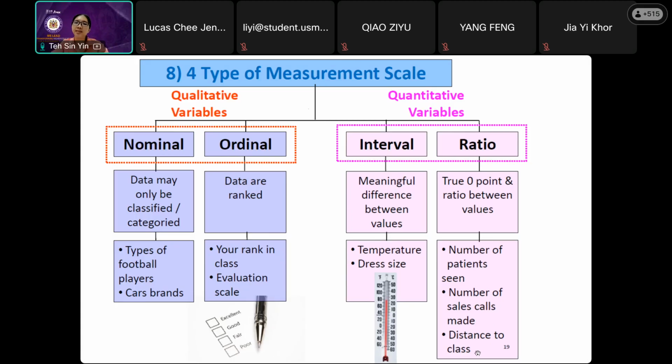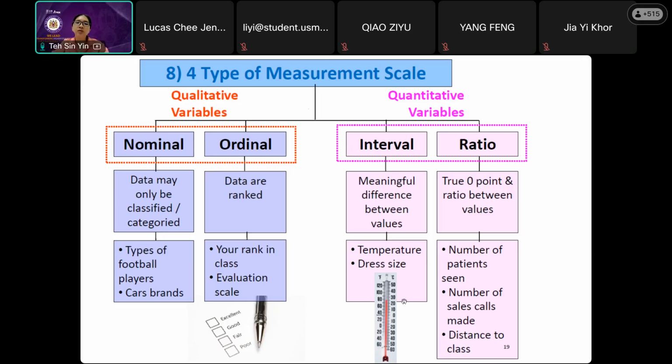Distance to the class. Let's say I'm standing in Dr. Ng's class, SK4. You ask me what is the distance to SK4? I'm standing there, so 0 kilometers. So the 0 means no distance. That is the true 0 point for ratio.